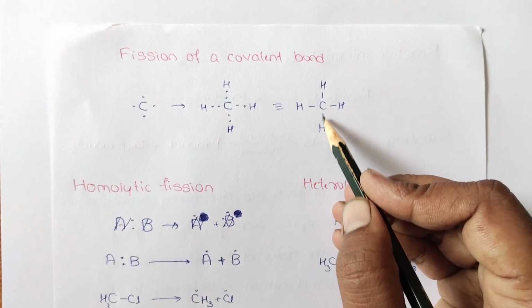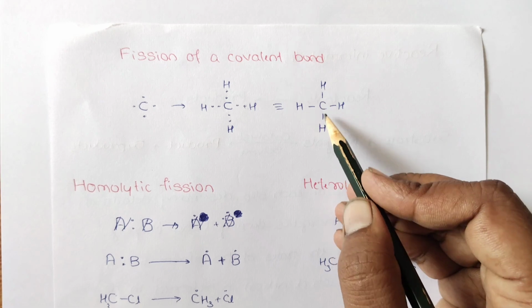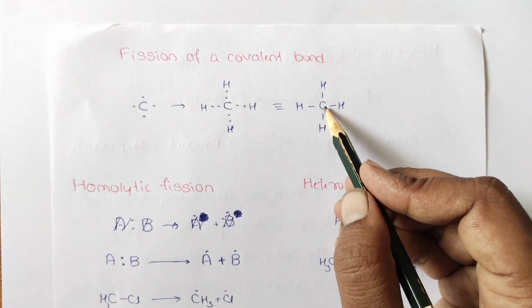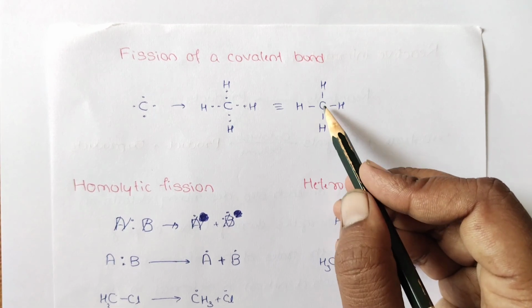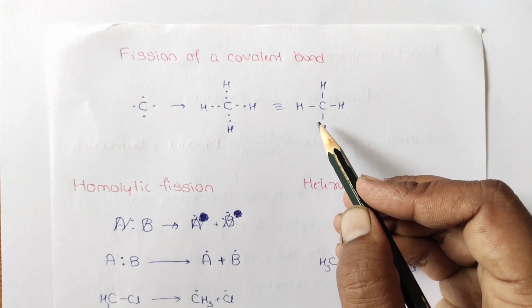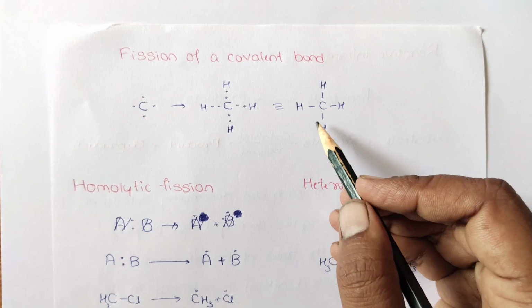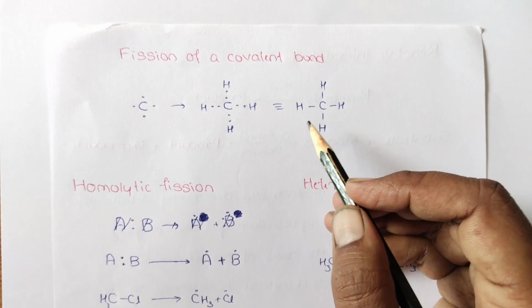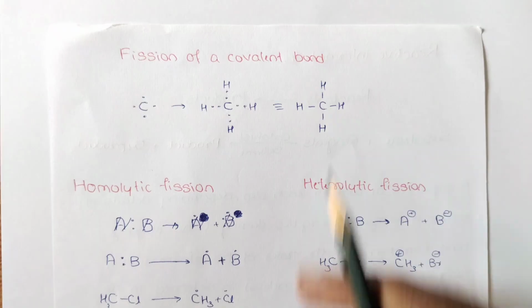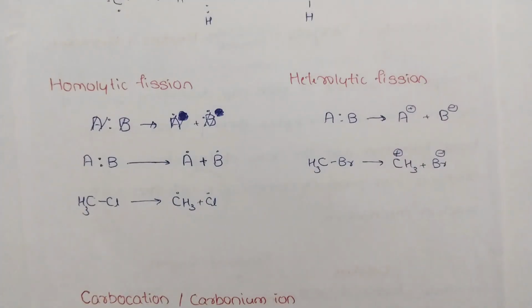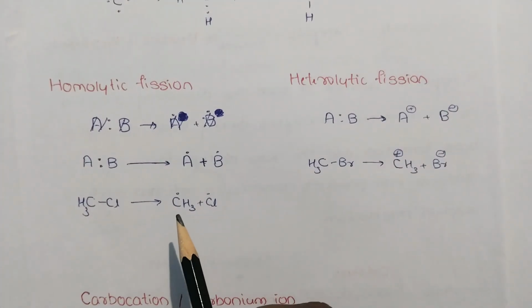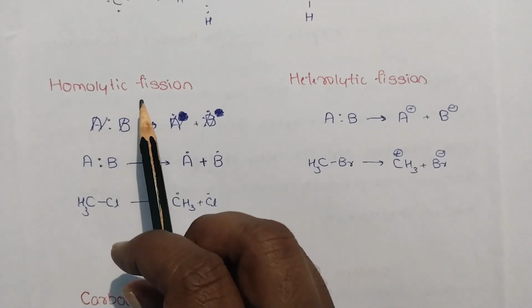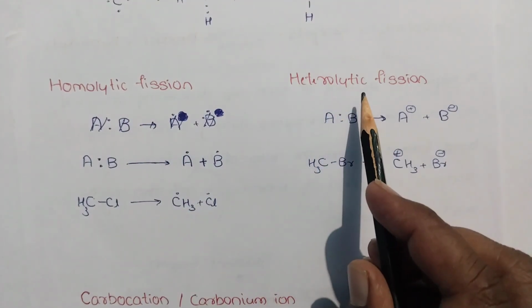Here we know that there are 2 electrons, one belongs to carbon and another is from hydrogen. These 2 belong to both the carbon and hydrogen now. Fission of a bond means the cleavage, the break of this bond. There are 2 types of fission: one is homolytic fission, another is heterolytic fission.